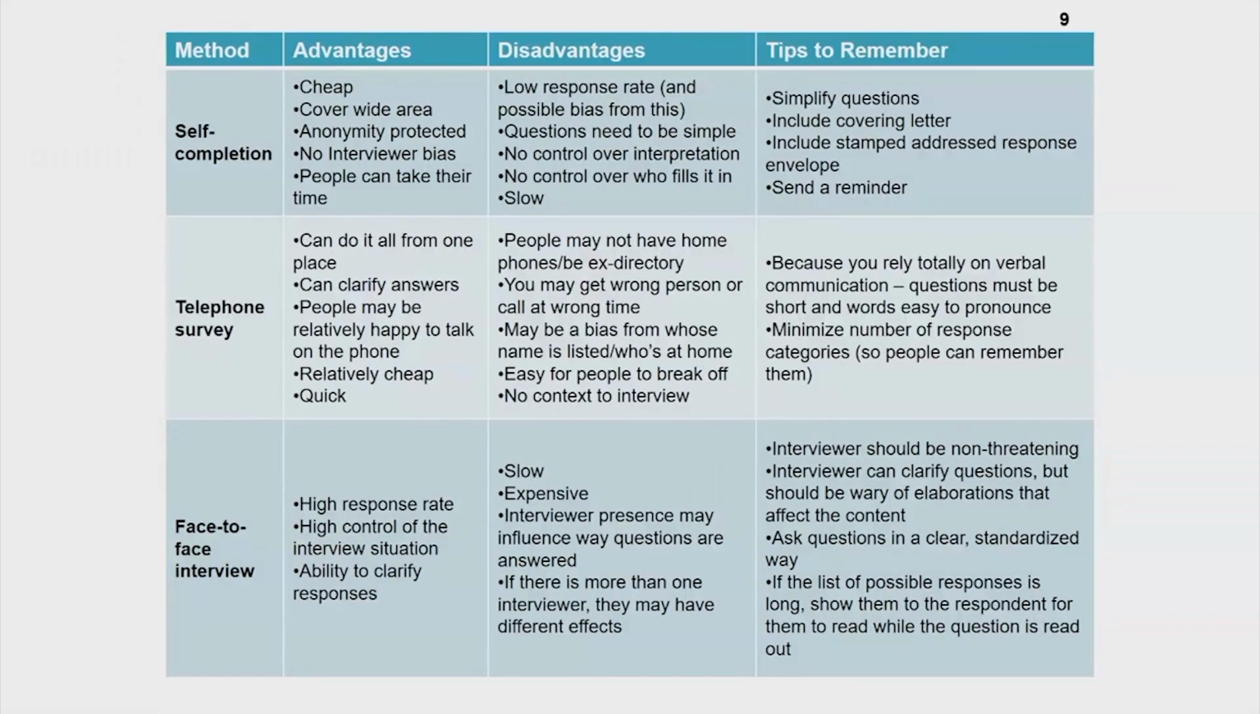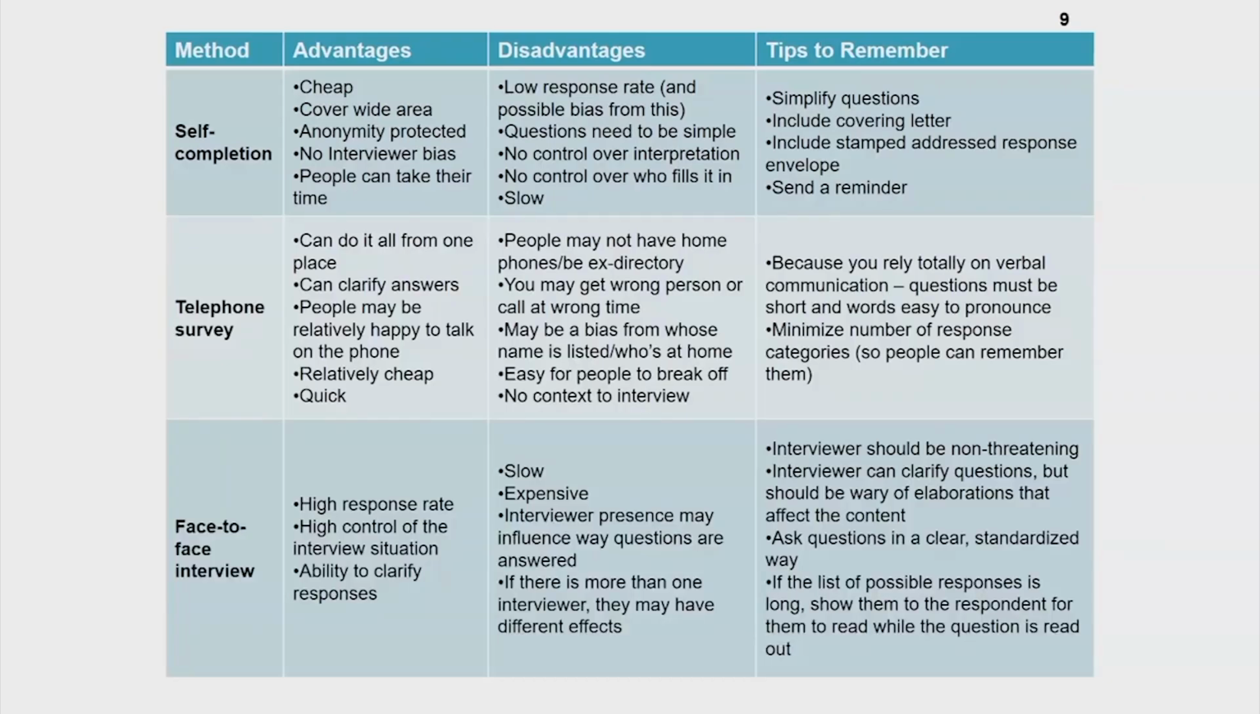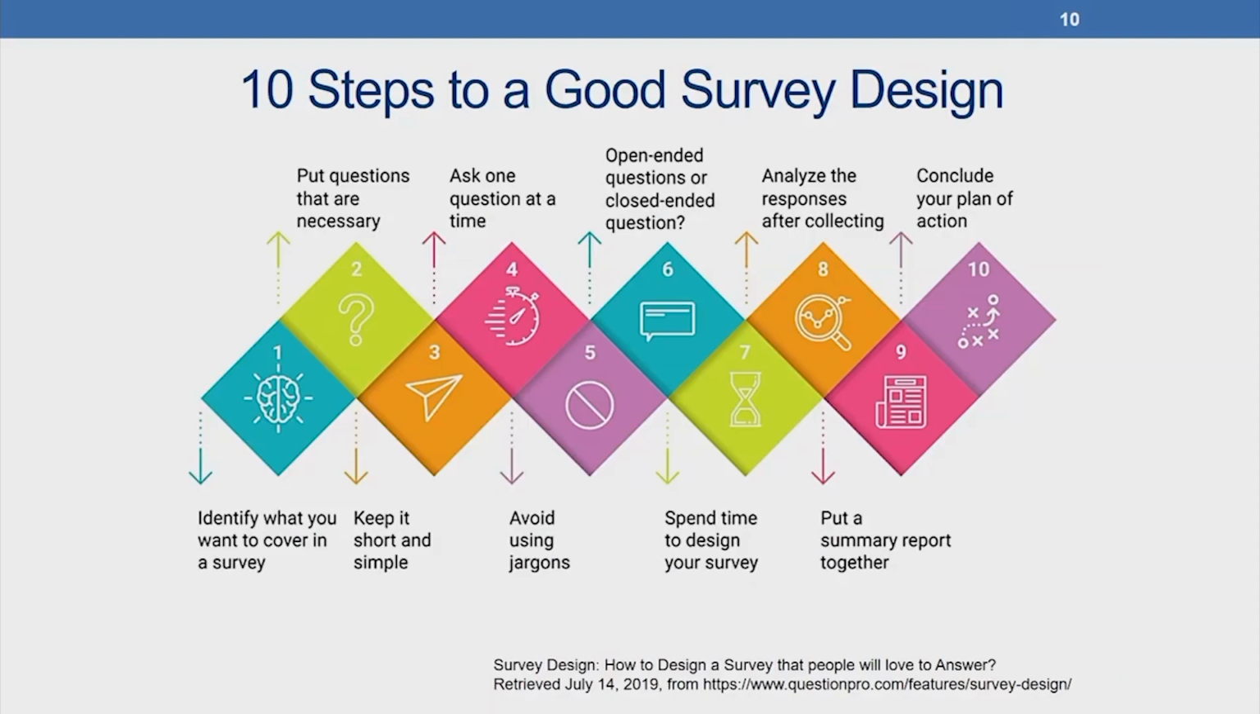The interviewer can clarify questions, but should be wary of elaborations that affect the content. Usually when we explain more than required to the interviewees, the responses that we are getting also get affected. So, we have to apply some amount of judgment with regard to how much should be discussed with the interviewees. We need to ask questions in a very clear and standardized way, and if the list of possible responses is long, we need to show them to the respondent to read while the question is being read out. Okay, so these are some 10 steps to a good survey design.